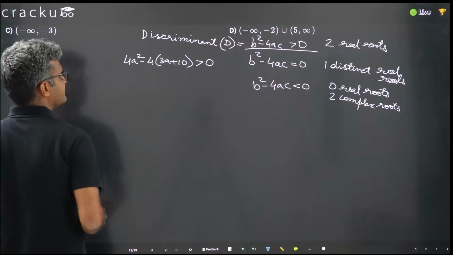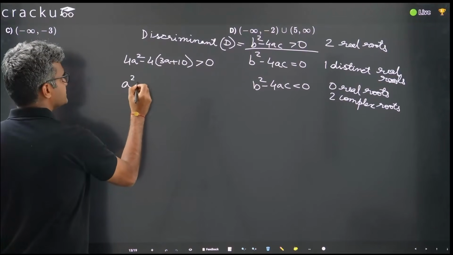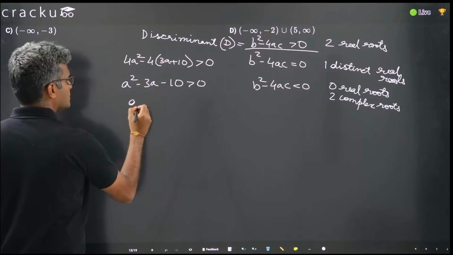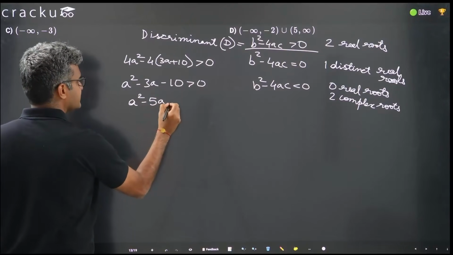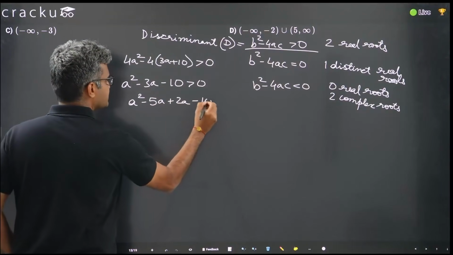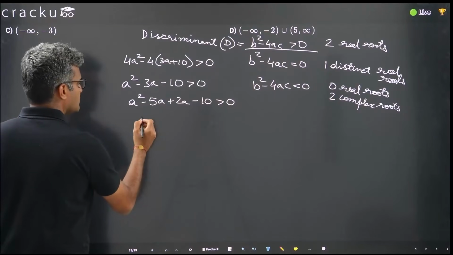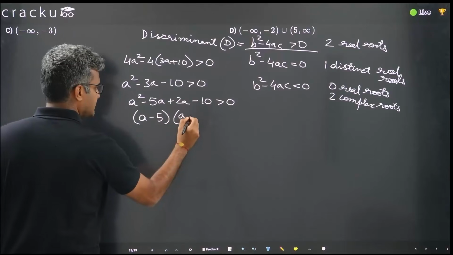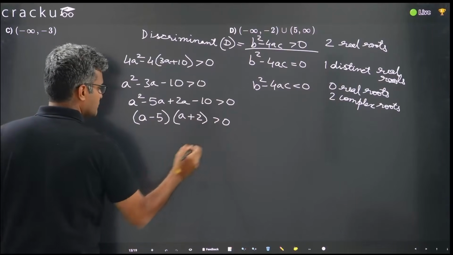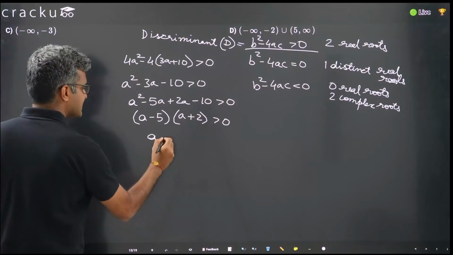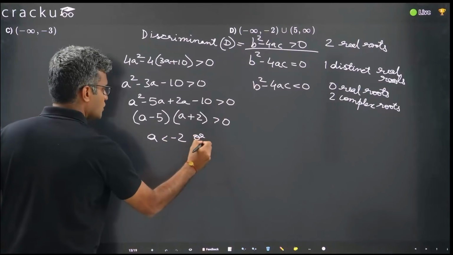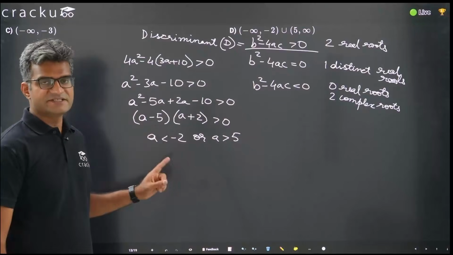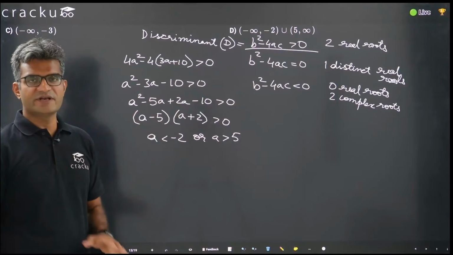You can divide this entire inequality by 4. So this is a square minus 3a minus 10 is greater than 0. This is a square minus 5a plus 2a minus 10 is greater than 0. This is basically (a minus 5) into (a plus 2) is greater than 0. So a is either less than minus 2 or a is greater than 5. This is the condition that is needed for the quadratic equation to have two real roots.